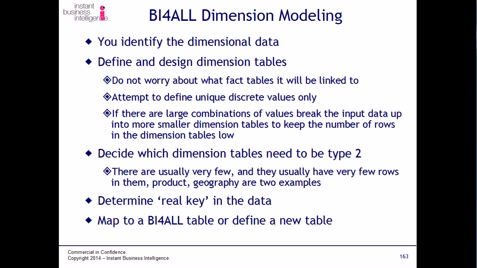So we look into this staging area and we identify everything that looks like dimensional data, and we start mapping the dimensional data, and we attempt to define unique and discrete values in this dimensional data. And if there are large combinations of values, we break the input data up into smaller dimension tables to keep the number of rows in the dimension tables low. And this is our first step in doing this BI4ALL modeling.